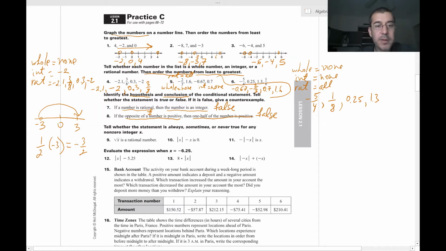Number 9, tell whether the statement is always, sometimes, or never true for any non-zero integer x. So we have integer x and integers -3, -2, -1, 0, 1, 2, 3, all the way to plus infinity. Those are the integers. Now non-zero integers, so we're excluding 0, but all the other integers are in play. And then for number 9, we have the square root of x is a rational number.